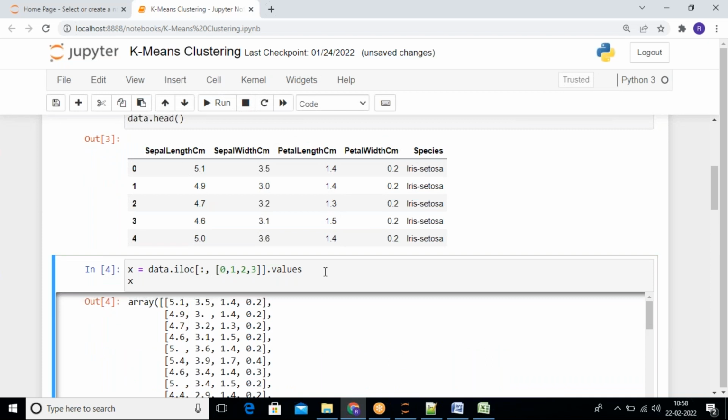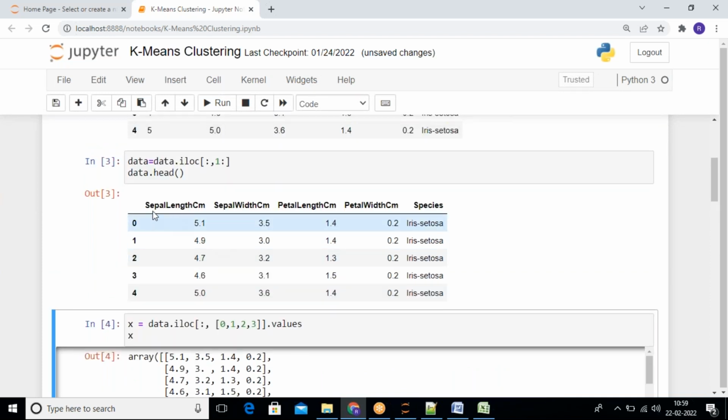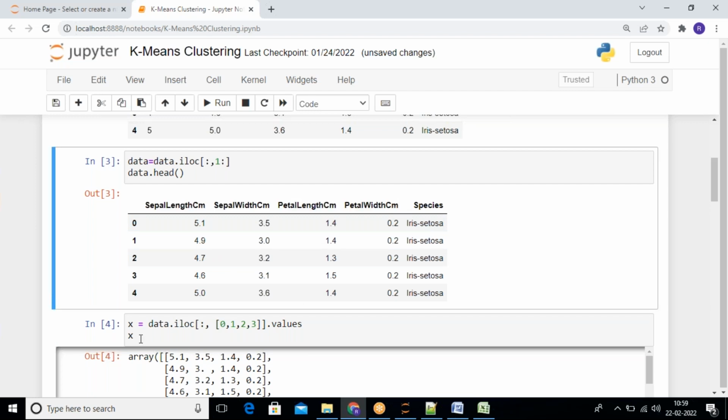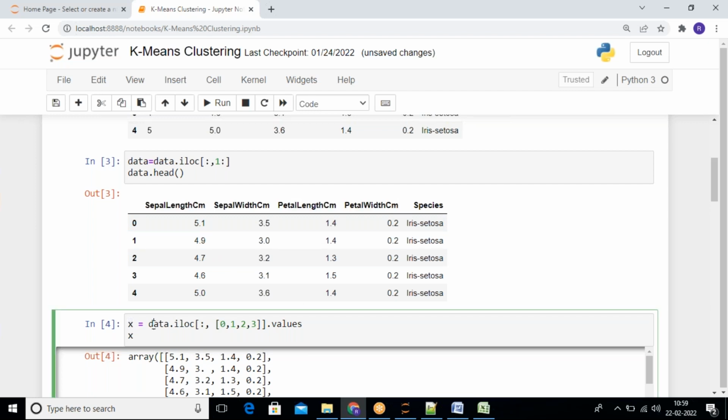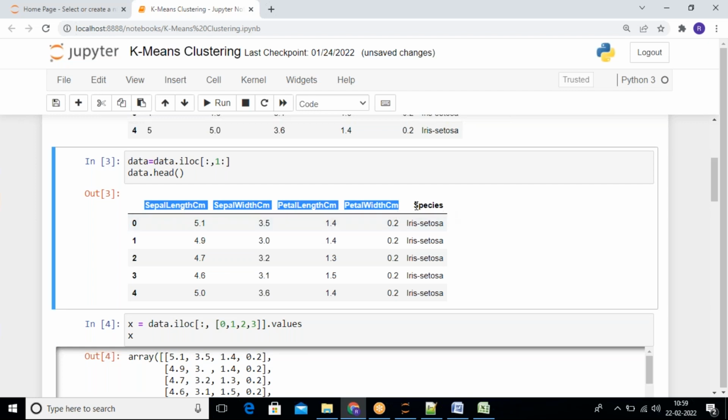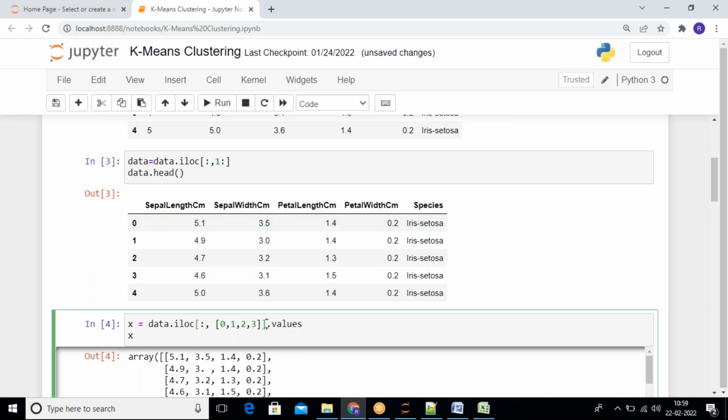See, sepal length, sepal width, petal length, petal width are our features. So in a variable x, I have taken data.iloc. I have taken all the rows, but the 0th column, 1st column, 2nd column, and 3rd column. But the last column, the 4th column, I have left out. I have not taken it into account. And I have done .values.